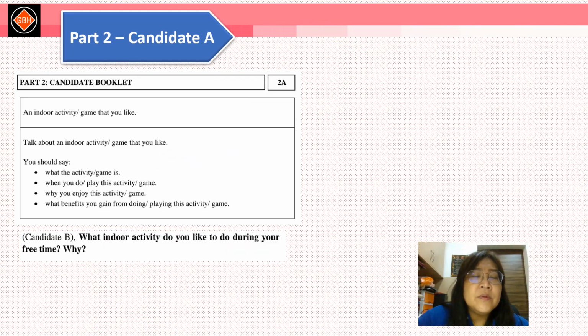For part 2, candidate A will be given a page of a booklet. So you are given time to think of your answers. Let's look at the question. An indoor activity or game that you like. Talk about an indoor activity or game that you like. So on this page, you will see 4 bullets. So you should answer all the questions.